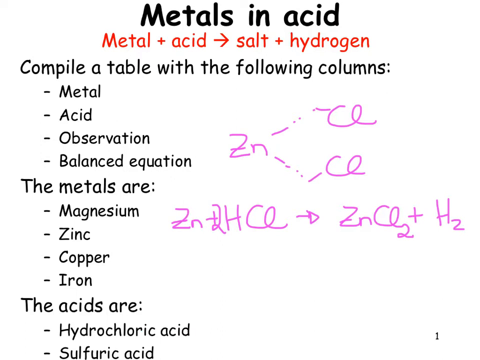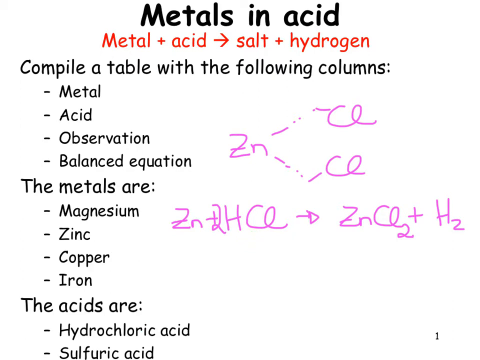This word salt means something very, very specific. It means a metal with a non-metal or a metal with a polyatomic ion. Salts are generally ionically bonded to one another. So let's take a look at one reaction. We're going to look at how zinc does react with hydrochloric acid and sulfuric acid.